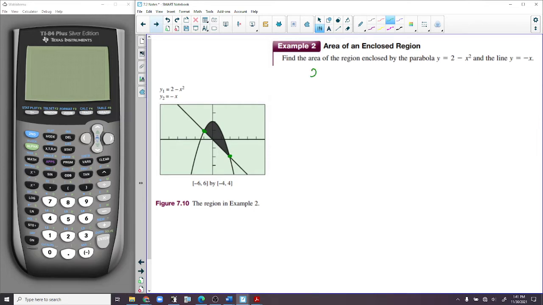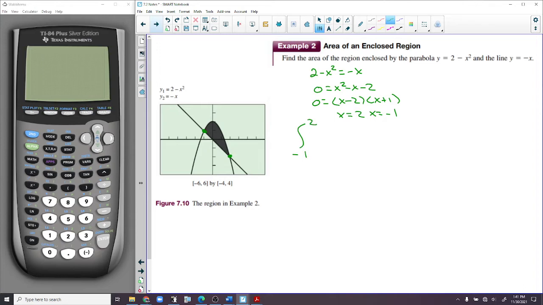We set them equal to each other. Hopefully that's fairly obvious. And we solve. So 0 is equal to x squared minus x minus 2. So x minus 2, x plus 1. So there's the 2. There's the -1. So they're intersecting at -1 and 2. That defines the enclosed area. And we're going to integrate from -1 to 2.